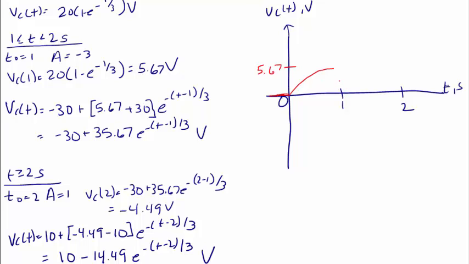And then it starts to discharge. And it's trying to discharge to a final value of negative 30. But once again, it's never going to get there because switching is going to happen again at 2 seconds. So it's going to go to negative 4.49.